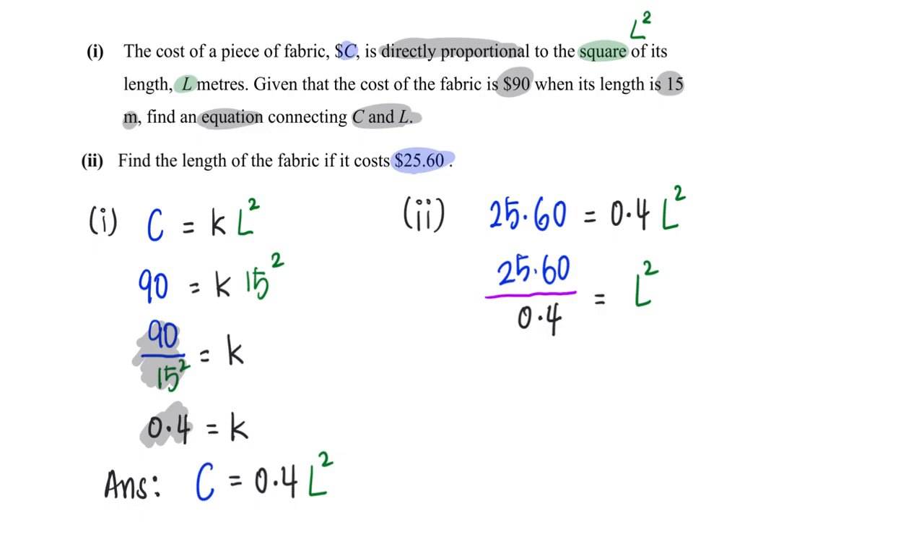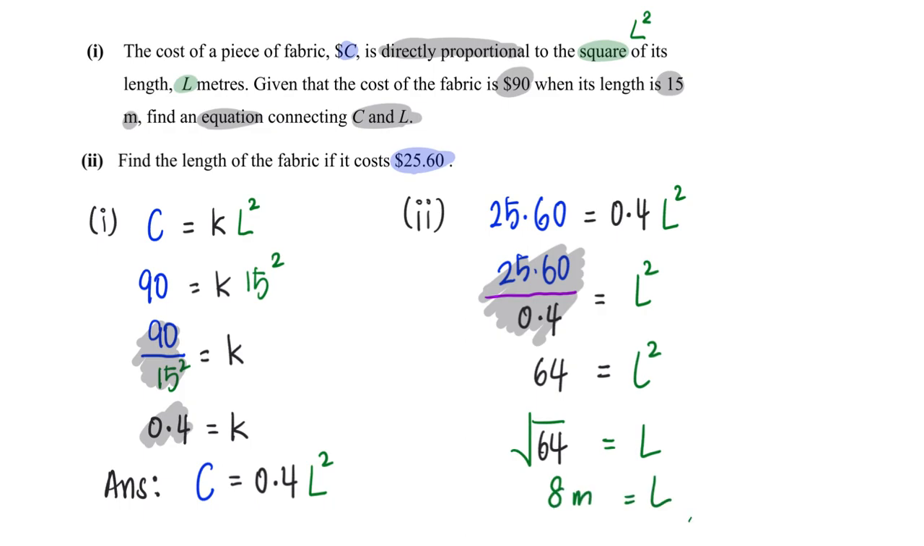This is equals to 64. So 64 is equals to L square. Therefore, I will be able to get my L, which is the length. It is simply the square root of 64. And I will be able to get my L. In this case, 8 meter. Alright. And we are done with this question. Let's move on to the next question.